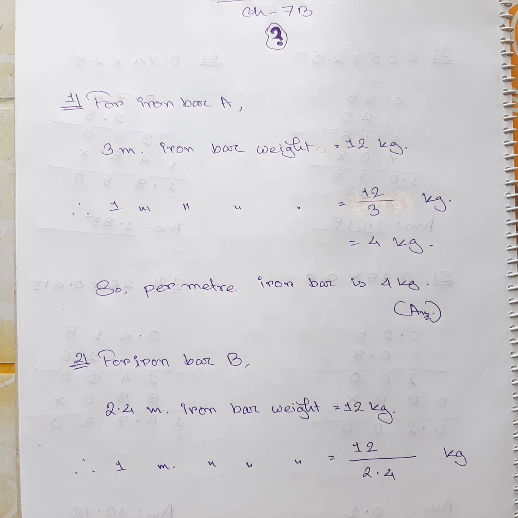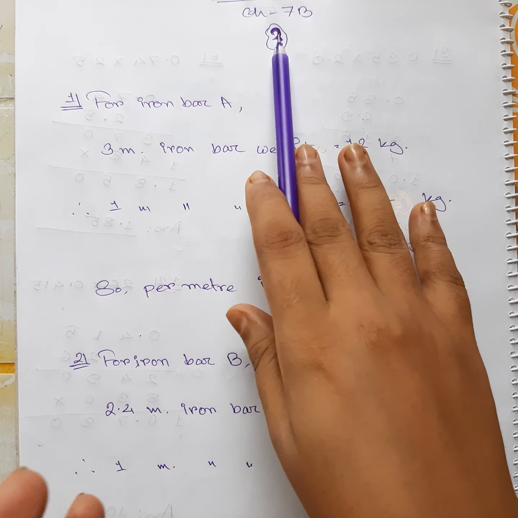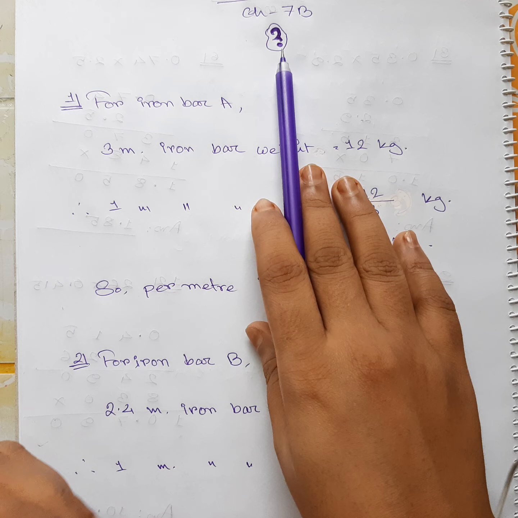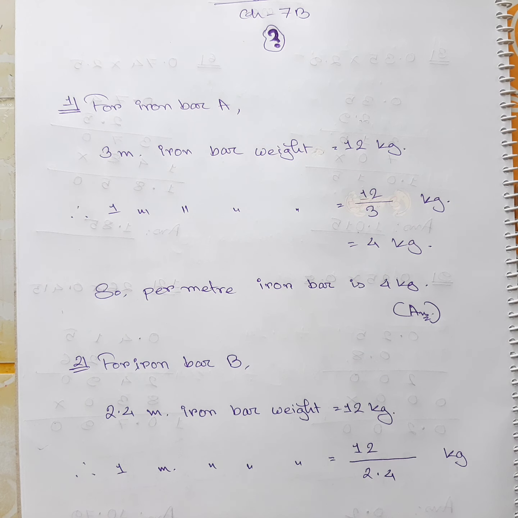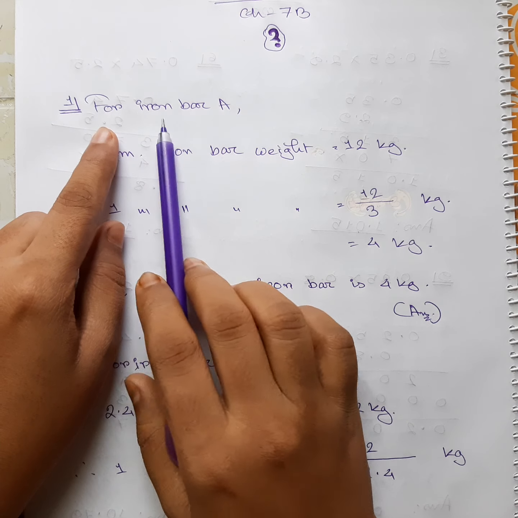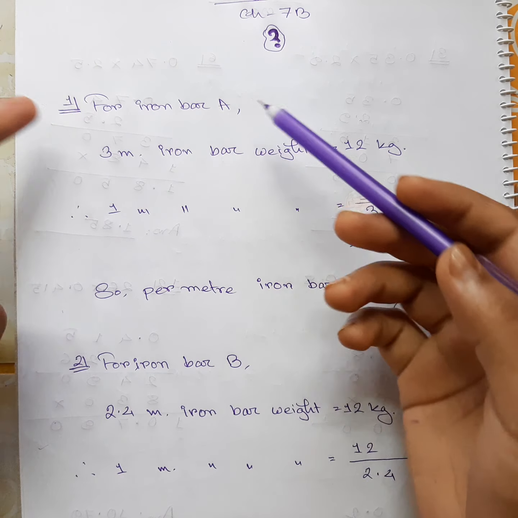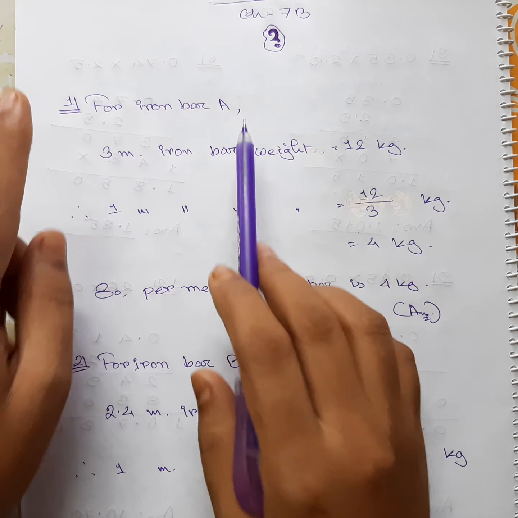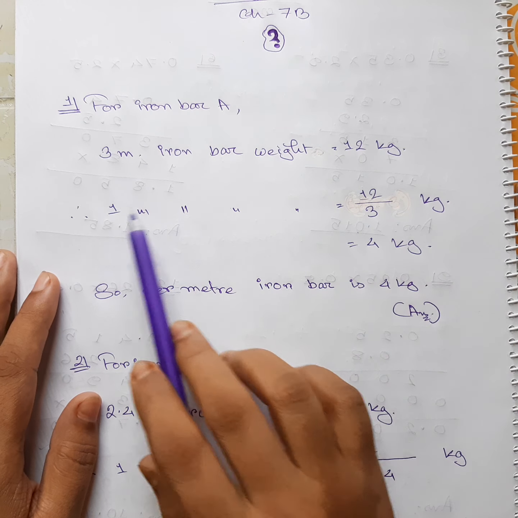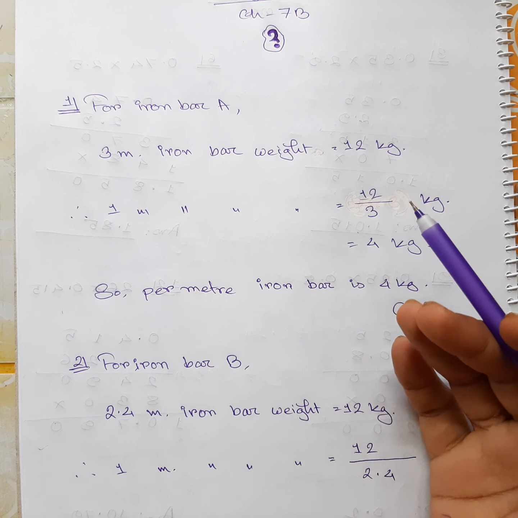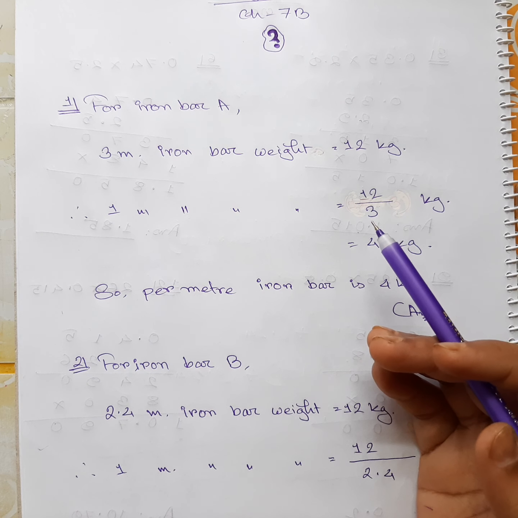Okay, as you can see, I have already written down the page number, exercise 7B, and the question mark is looking a little bit ugly, sorry for that. Okay, so number one, for iron bar A, let's quote it. For iron bar A, we are going to say a 3 meter iron bar weighs 12 kg. So 1 meter will definitely weigh less than 3 meters.